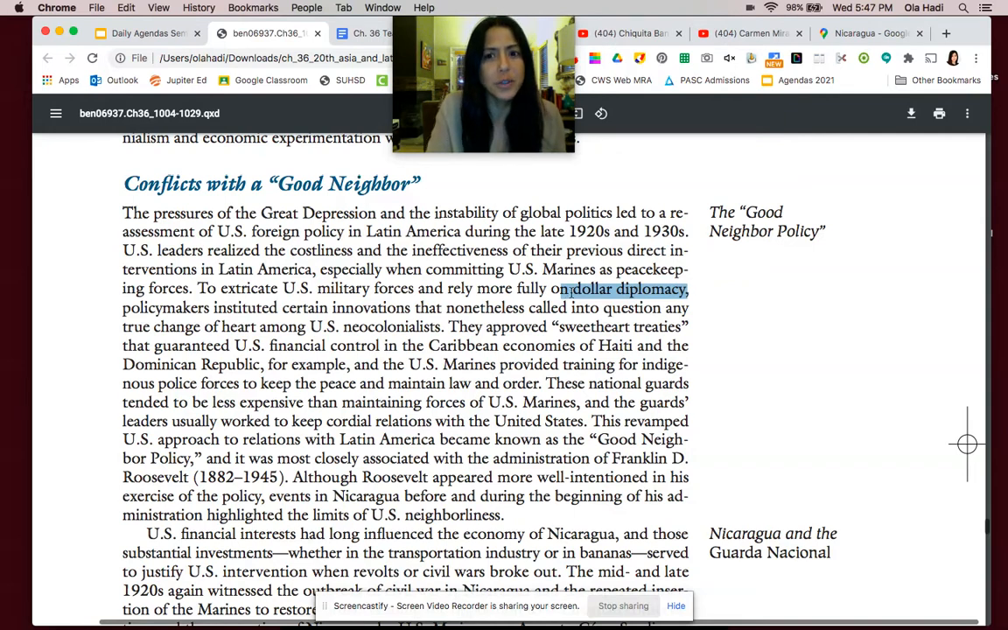Now, nowadays, historians tend to think of this word and this time in a disparaging way. They refer to it as an ineffective sort of policy, but it represents this desire to soften the relationship with Latin America. So you'll read about how they approve certain sweetheart deals and how they start to use the U.S. Marines to provide training for police forces in Latin American countries to cultivate cordial, positive relations with the United States.